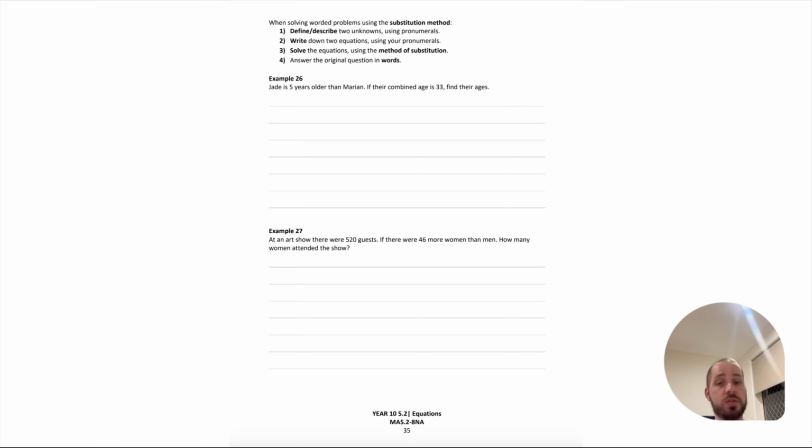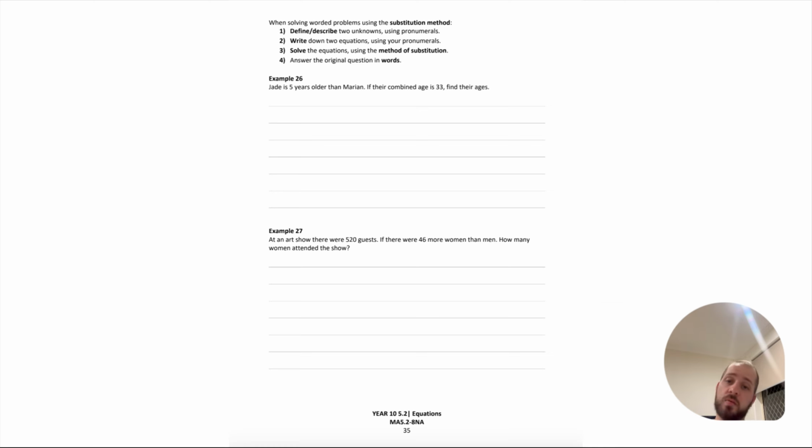All right, so what I would do is J equals M, and how many years older is her than Marion? She's 5. So it's M plus 5. J equals M plus 5. Okay, then it says their combined ages is 33. What's another way of saying combined? If we put two things together, what are we doing? That's right, we're adding them. So therefore, J plus M equals 33.